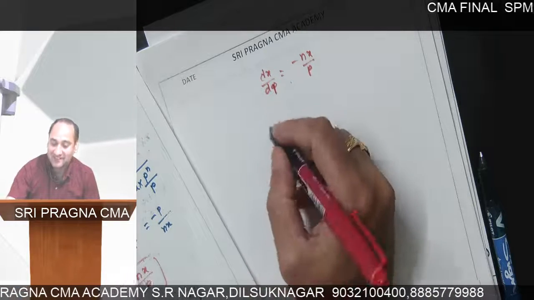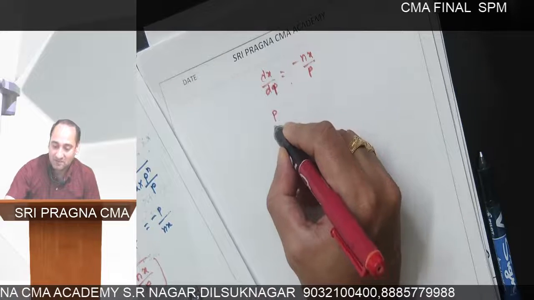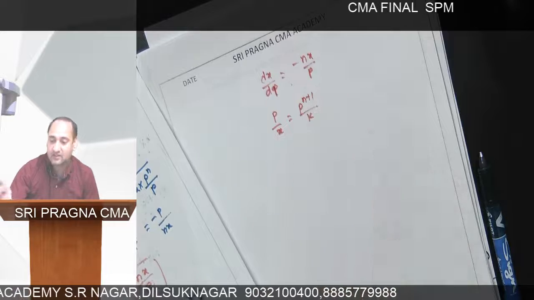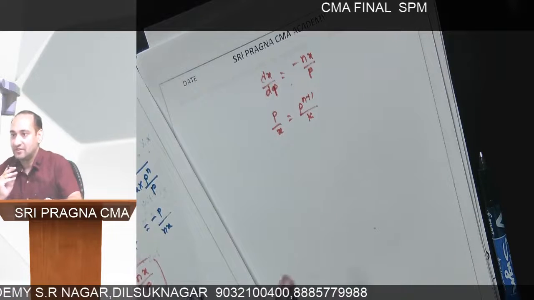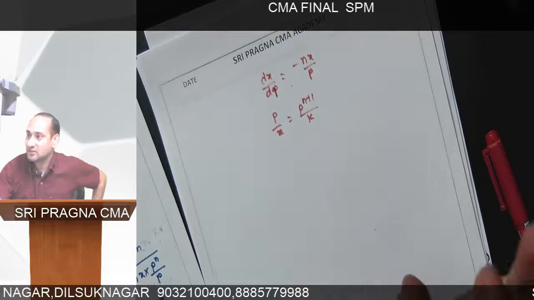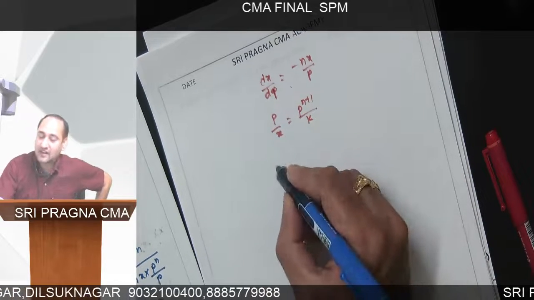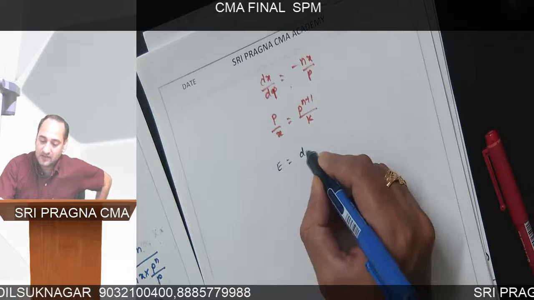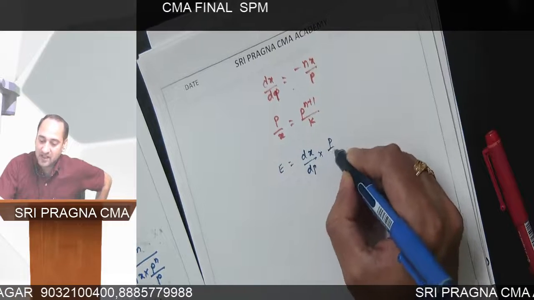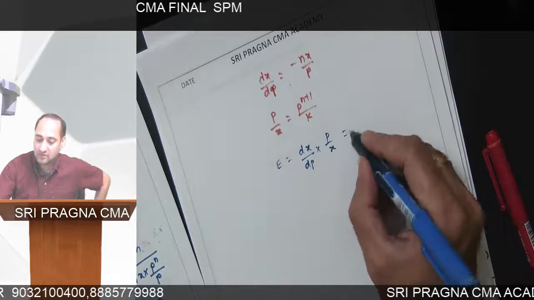Okay, and after this, what we have to do? We have the p by x form, right? p to the power n plus 1 divided by k, right? Is it okay? I have written the correct one now? Now correct? Let me solve this. So is it okay now? So we have, क्या करना है? E is equal to dx by dp into p by x. So what do we have?